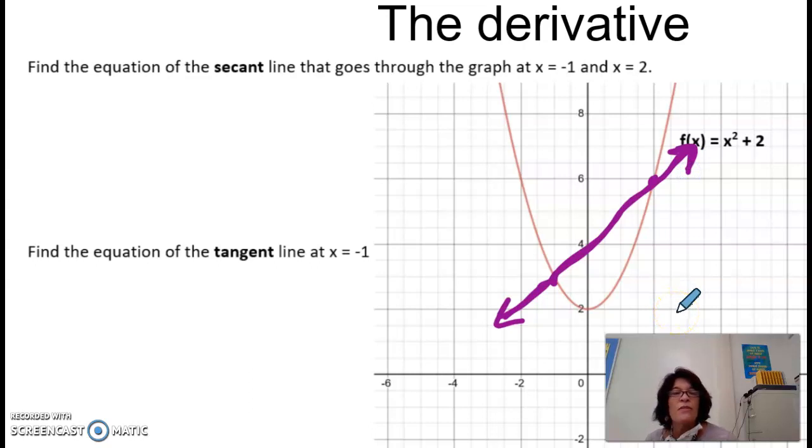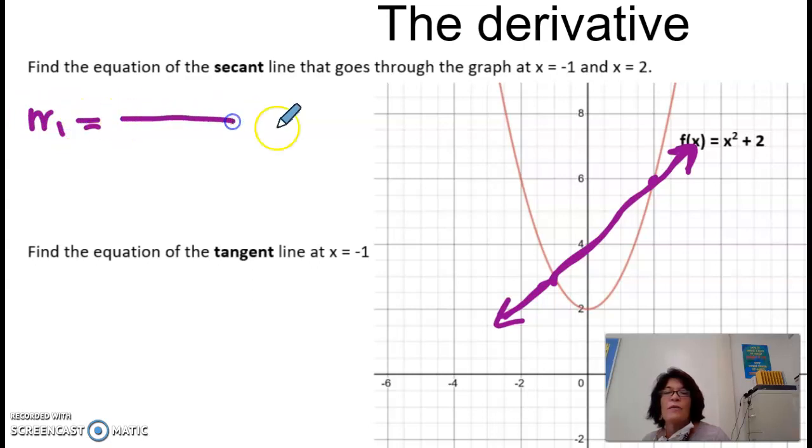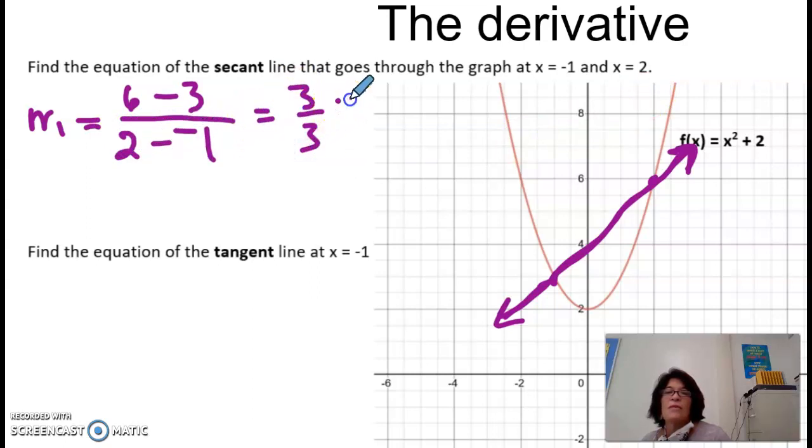That's the secant line through there. And we want the equation. So, of course, we need the slope and we need the y-intercept. So the slope of this line is, I'm going to subtract the y-coordinates, which we said were 6 and 3. I'm going to subtract the x-coordinates, which were 2 and -1. It looks like we get 3 over 3. The slope of this line is 1, which looks about right, doesn't it?